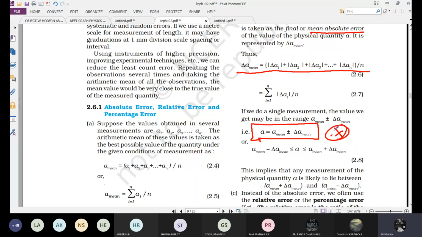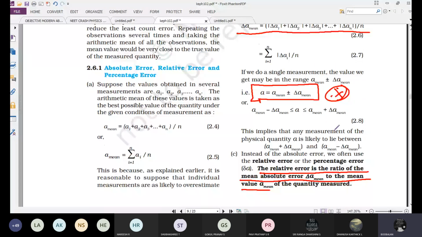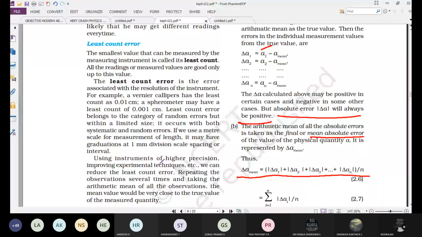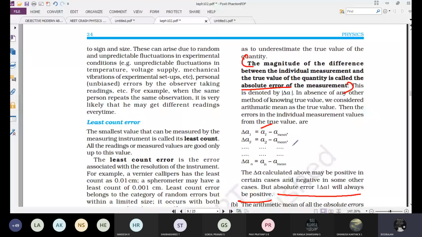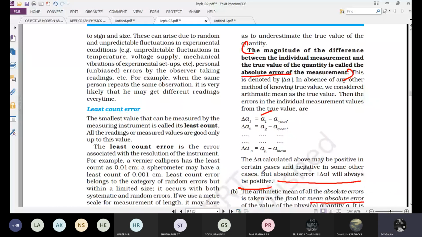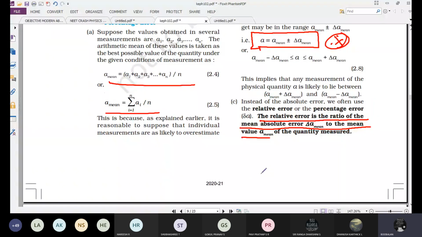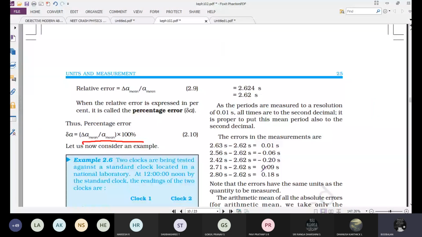Everyone take a pencil and read your NCERT textbook. Take the important lines as points. This is an important formula, to define the mean absolute error or absolute error. Taking notes is very important. Also the relative error formula and the percentage error formula.